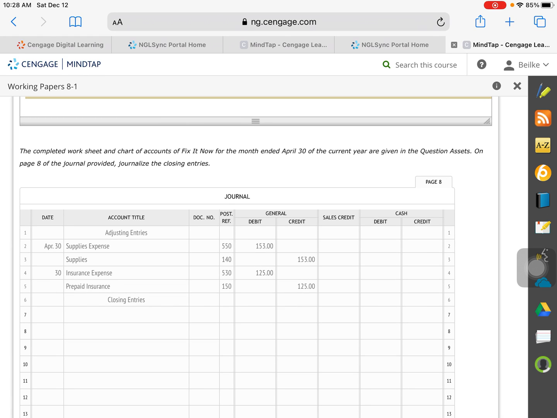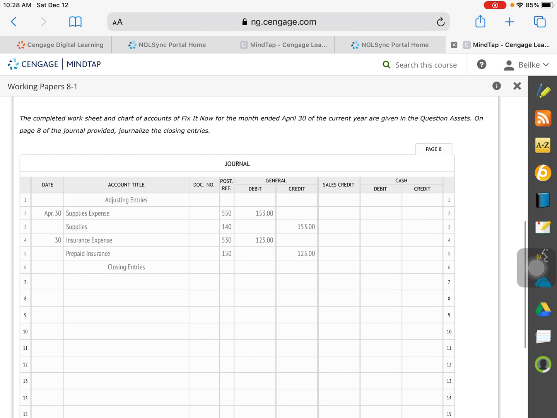Remember now, this is the end of the fiscal period. We've done the adjusting entries, and now we're going to do the closing entries. Again, we are recording in our journal, but there is no source document because this is just a procedure you do at the end of the fiscal period. So we've got our adjusting entries on the first 5 lines of the journal. Now we're going to center the words closing entries and prepare our 4 closing entries.